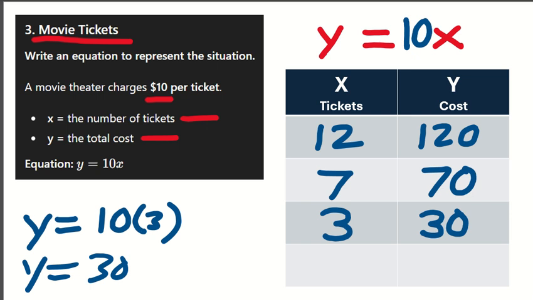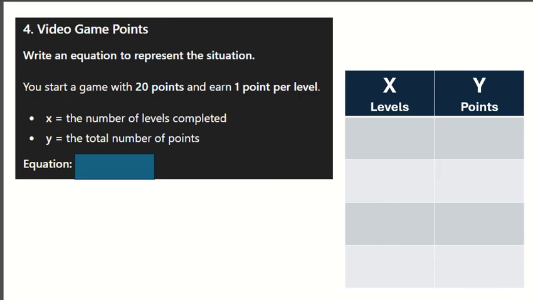Okay, let's do one more situation. Should we do 2 more? Let's try 2 more, just because I'm feeling generous. Let's talk video games just for a second. All right? Let's say it's a situation where you start the game with 20 points. You follow me? And then you earn 1 point per level.